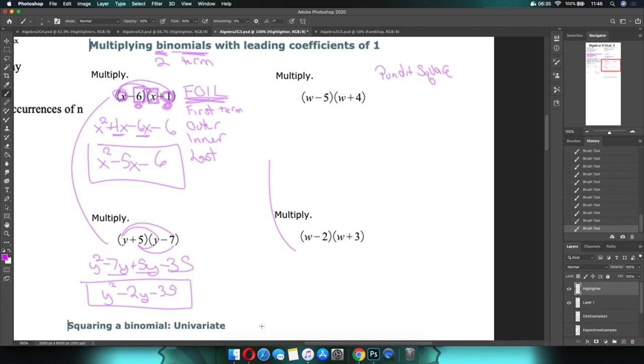What we're going to do is we're going to set these up like our chromosome tables. So we're going to have our W and our minus 5, and then we're going to have our W and our 4. This is a science thing, right? Mr. Milliken, if you're watching this, let me know.